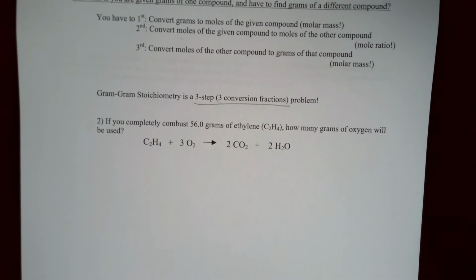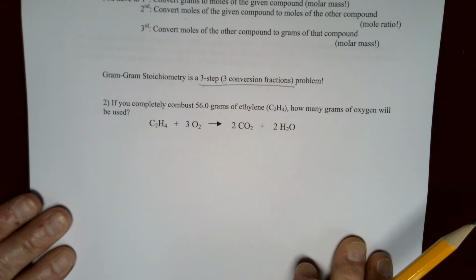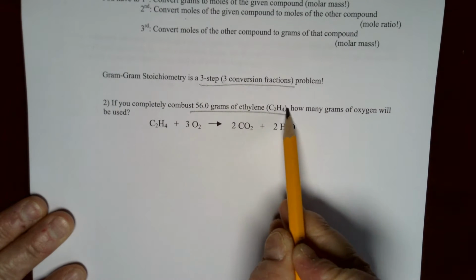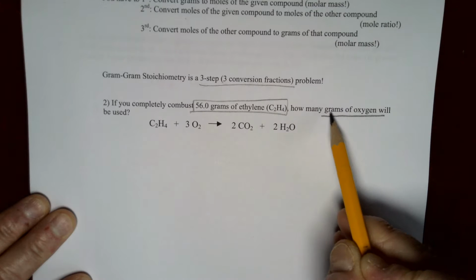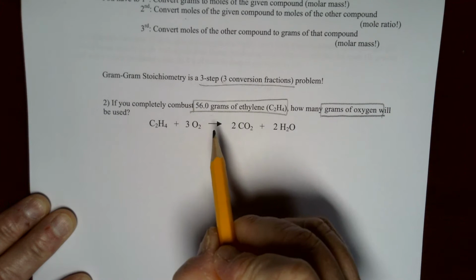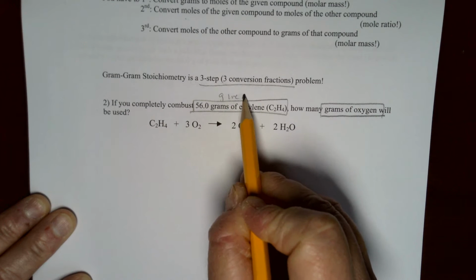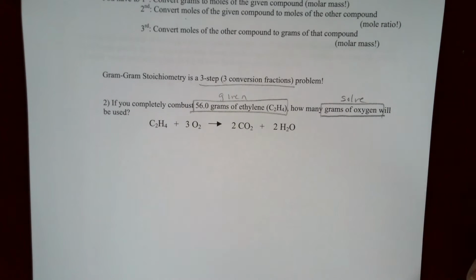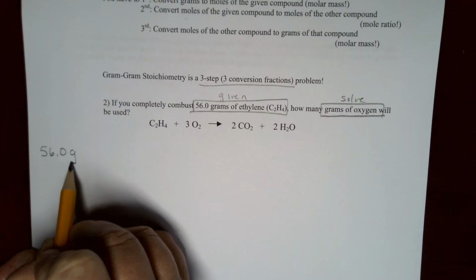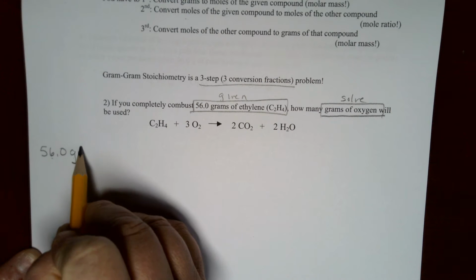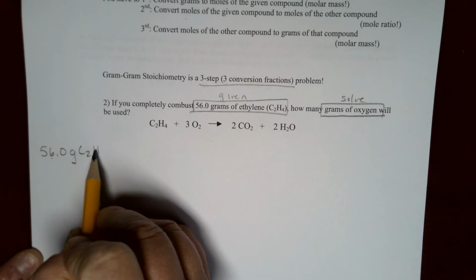So let's see what this looks like. If you completely combust 56 grams of ethylene, the question is asking how many grams of oxygen will be used. So the given quantity is the 56 grams, and what we are trying to solve for is grams of oxygen. So like all of these problems, we will always start with the given quantity. And I'm going to start this problem all the way to the left side of my paper because I've got to try to fit in 3 conversion fractions. So 56.0 grams. I'm going to give the quantity, the unit, and the identity. So 56.0 grams of C2H4.